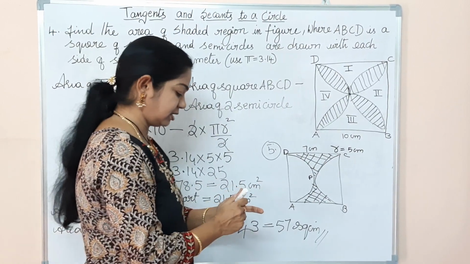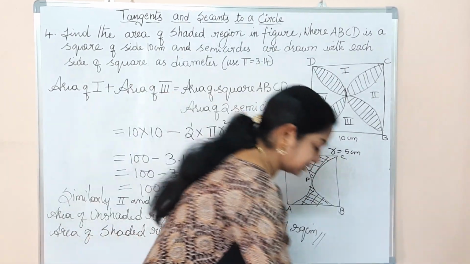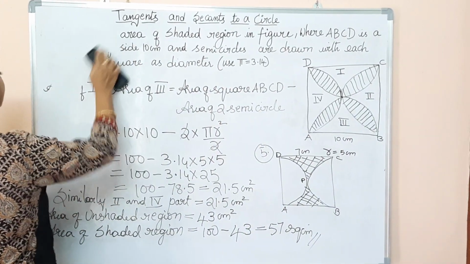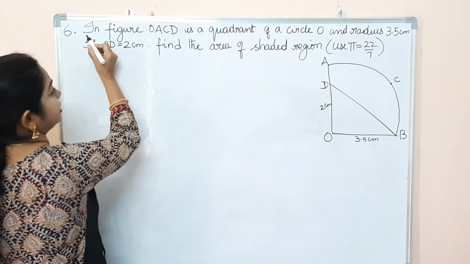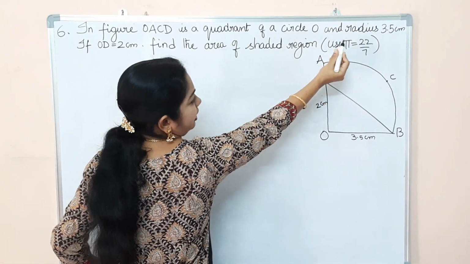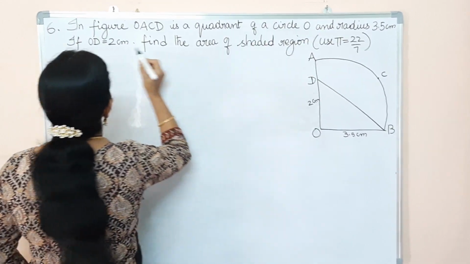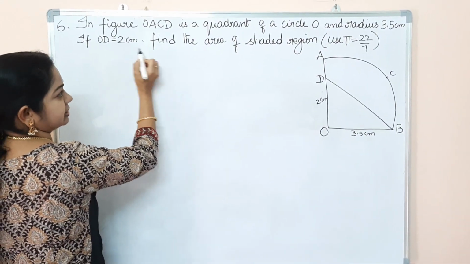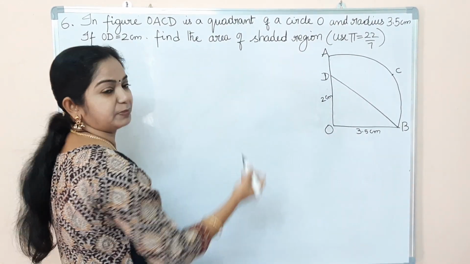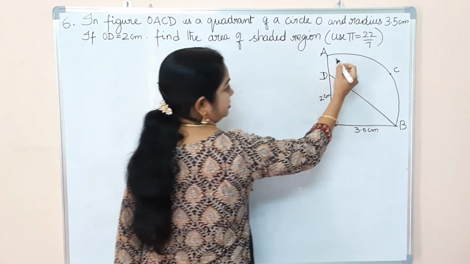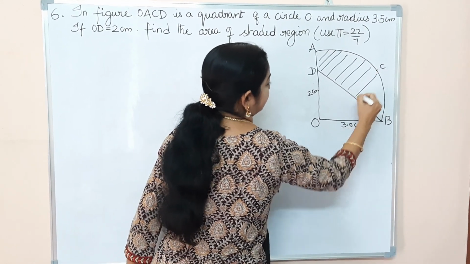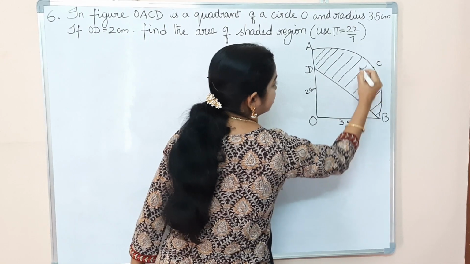So with this hint, you complete the second one, that is the 5th one. Now let's do the 6th problem. In the figure, OACD is a quadrant of a circle with center O and radius 3.5. If OD is 2 centimeters, find the area of the shaded region. Use pi value as 22/7. This is the shaded region. We need to find the area of this shaded part.